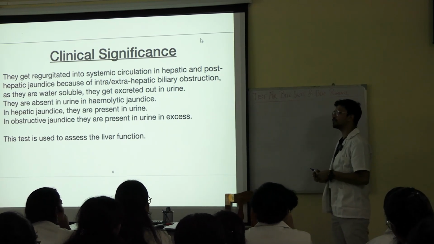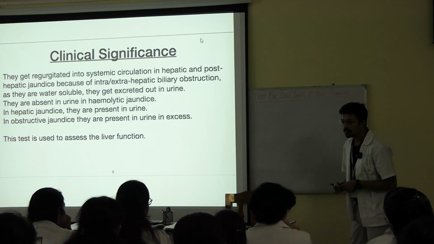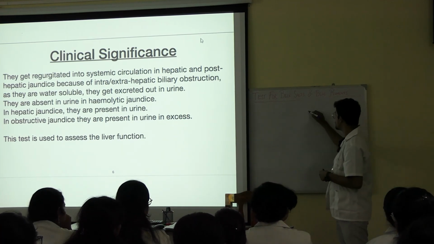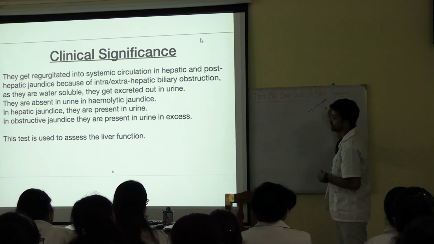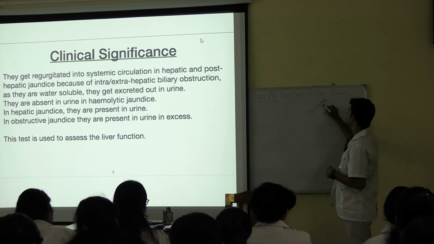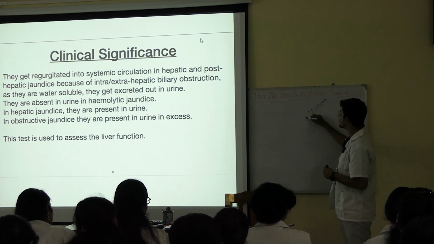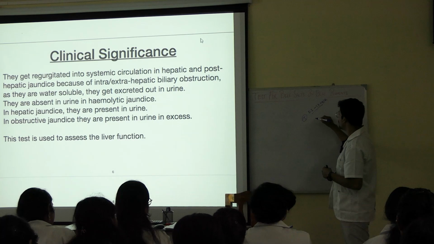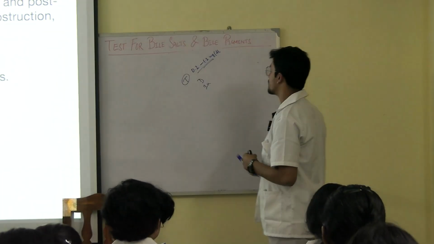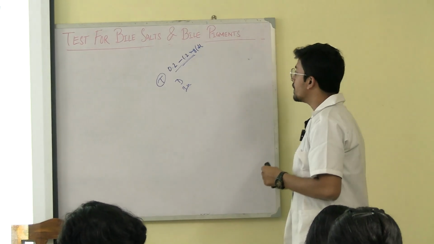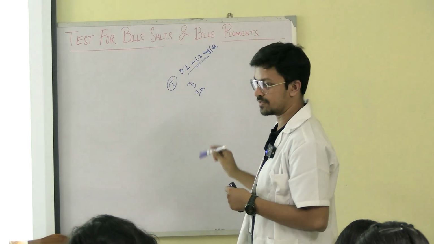What is the normal level of bilirubin in our body? 0.2 to 1.2 milligram per deciliter. Fine. This is the normal level. Now in this bilirubin, this is the total bilirubin. There are two forms. One is direct form, another one is the indirect form. You will get to know eventually. Now when the bilirubin level increases more than 1.2, we call it jaundice.